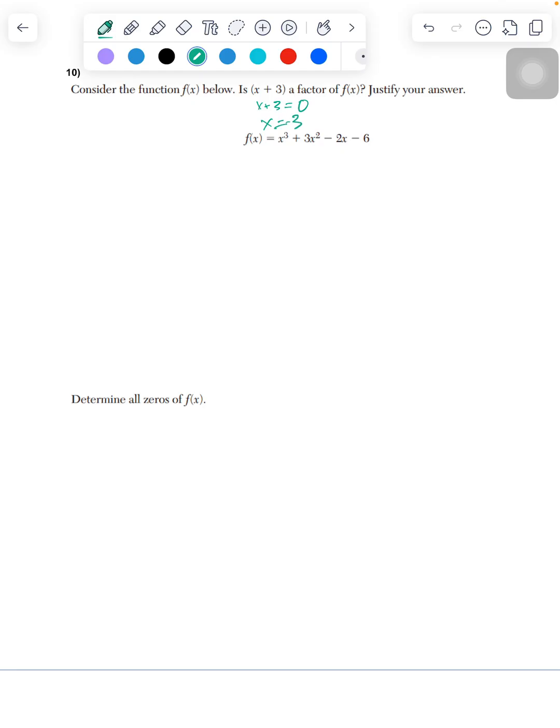Negative 3. So how do they want you to do this? They're asking you to find f of negative 3. So wherever you see x, you're going to put a negative 3. Negative 3 cubed plus 3 times negative 3 squared minus 2 times negative 3 minus 6. So that's what they're asking. So same thing, you're going to have to do the long division.